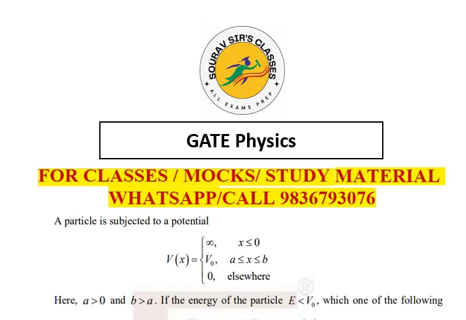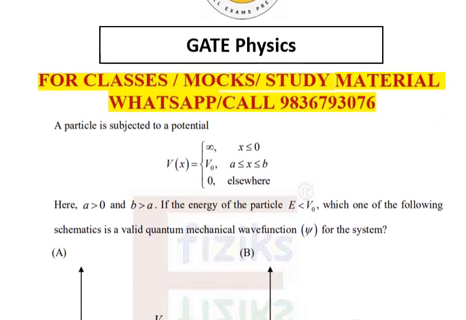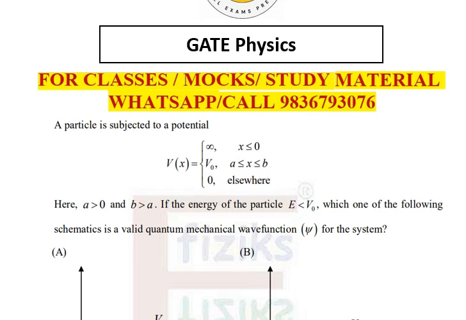Let us solve one more problem from GATE Physics. The problem states that a particle is subjected to a potential which is given by V(x) equal to infinity for x less than or equal to 0, V0 for x in between a to b, and 0 elsewhere. Here a is greater than 0 and b is greater than a.